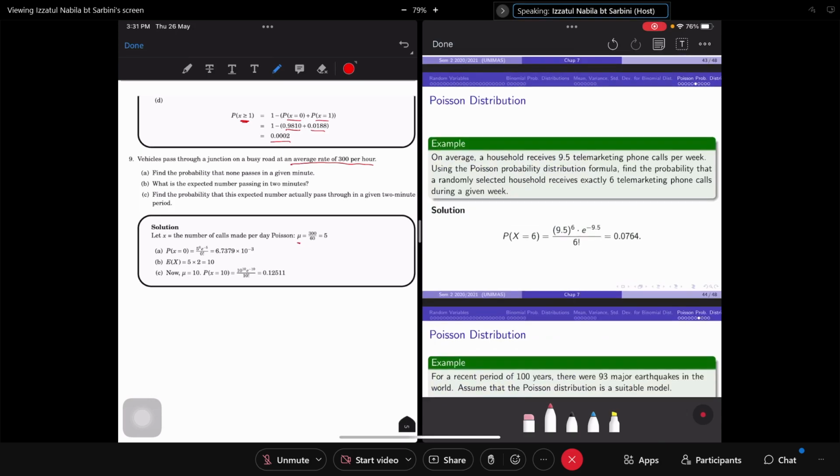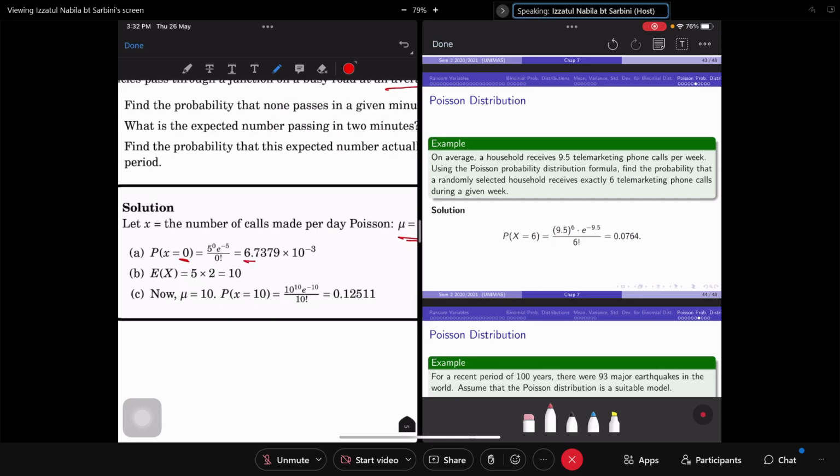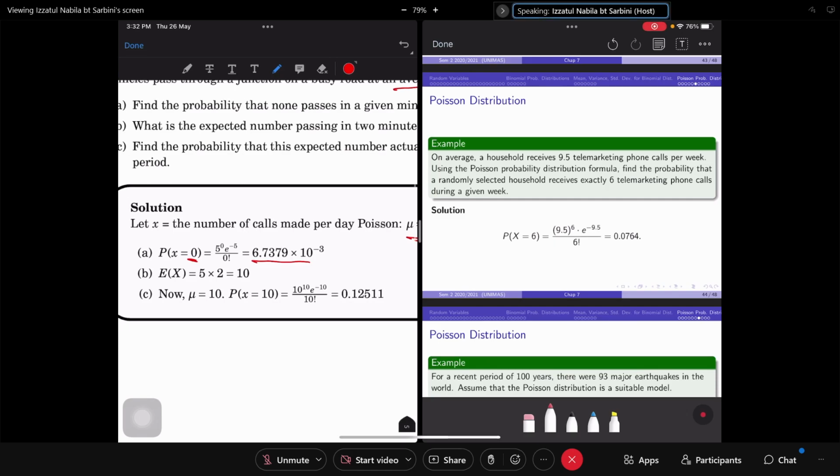So, you need to calculate the mean first. The mean is 300 per hour, so 300 over 60 minutes, right? It's equal to 5. Question A: find the probability that none passes in a given minute. None means R is equal to 0. You just substitute, and you will get this probability for question A.